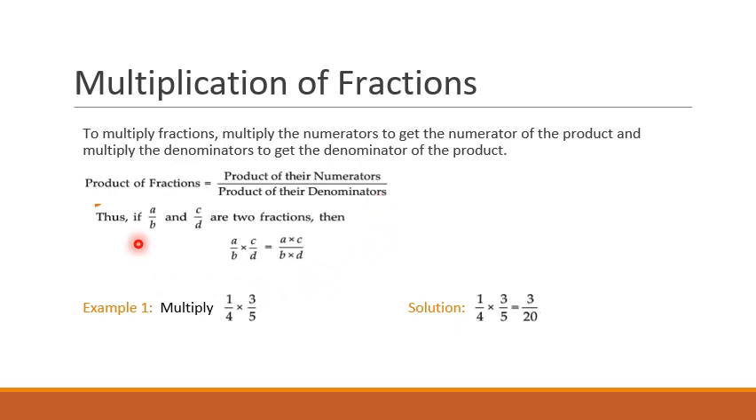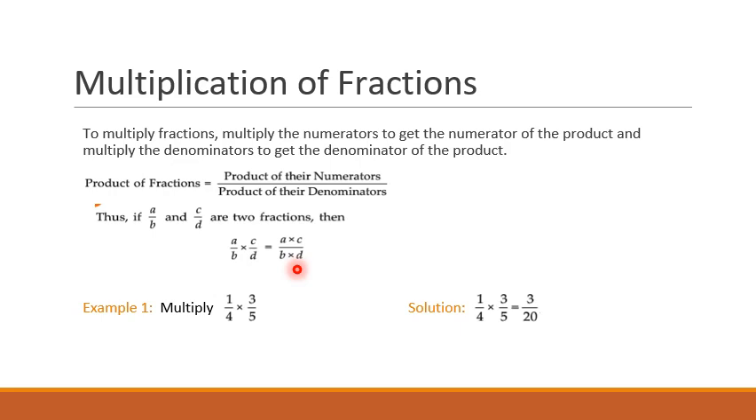Thus, if we have two fractions like a by b and c by d, then if we multiply them, a upon b multiplied by c upon d, the product will be the product of a and c upon the product of b and d. So here simply multiply the numerators and denominators and you will get the product of fractions.